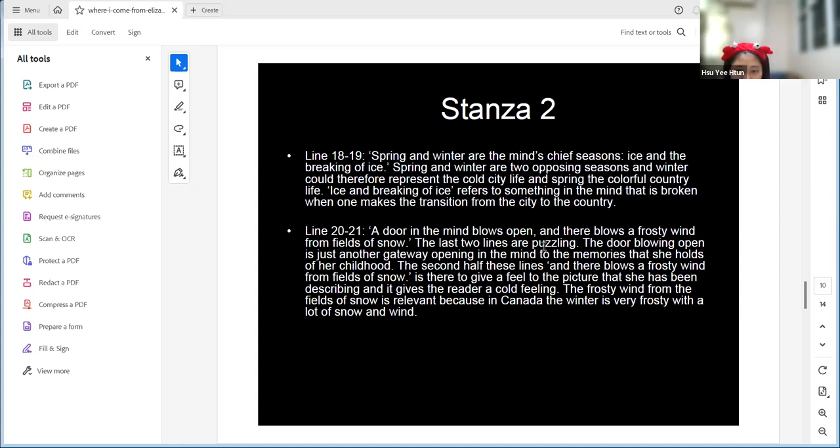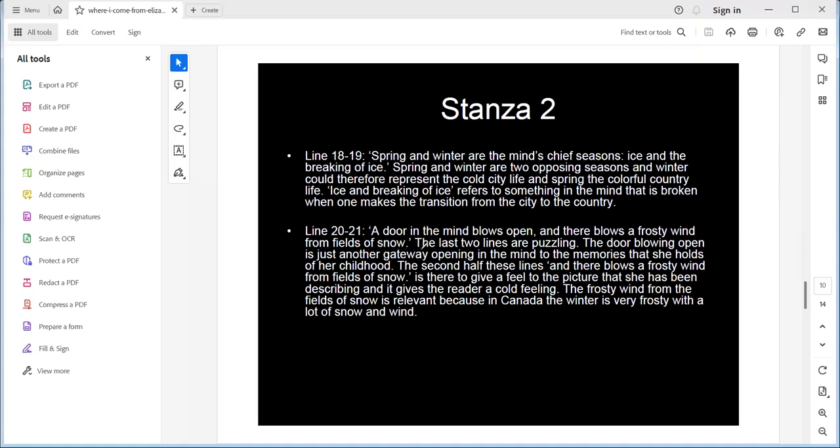The last two lines are puzzling. The door blowing open is just another gateway opening in the mind to the memories that she holds of her childhood. The second half, and there blows a frosty wind from fields of snow, is there to give a feel to the picture that she has been describing, and it gives the reader a cold feeling. The frosty wind from the fields of snow is relevant because in Canada, the winter is very frosty with a lot of snow and wind.